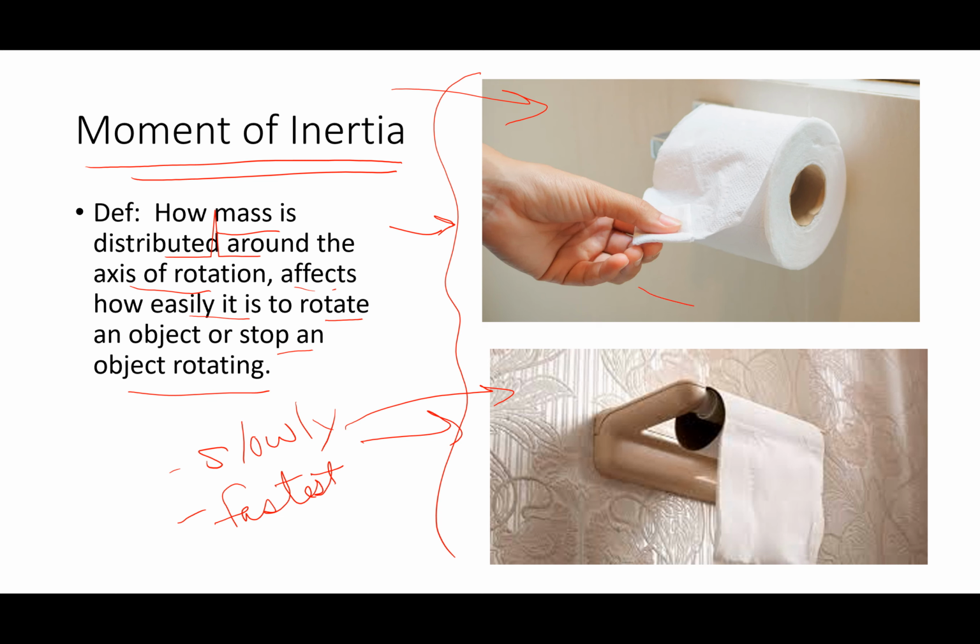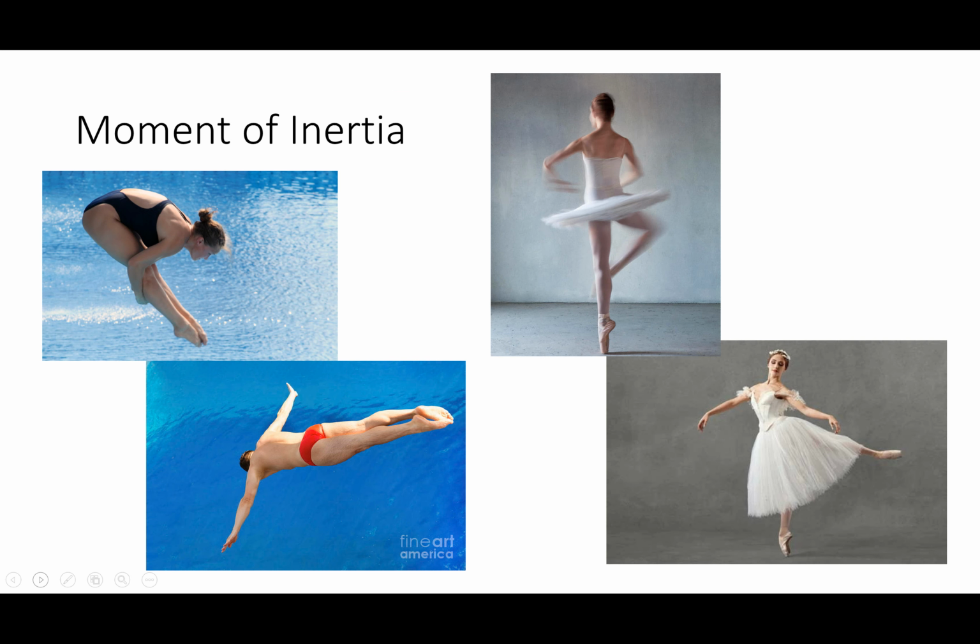If you said to yourself, when the paper towel or the TP is very full, it unrolls relatively slowly, that is because it has a large moment of inertia, and I is the letter we use in physics for moment of inertia. When it is almost empty, it has a relatively small moment of inertia, and that is a combination of its mass and how far that mass is from the axis of rotation. There are lots of different examples of this moment of inertia.